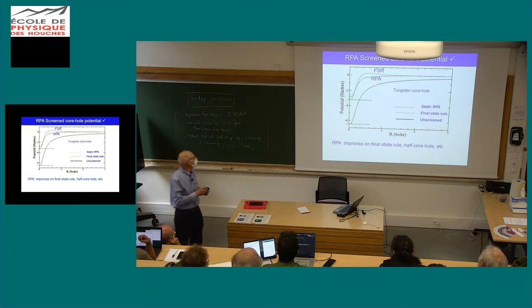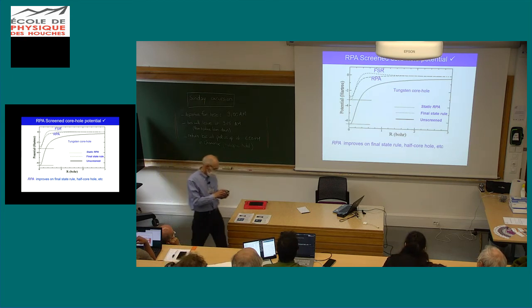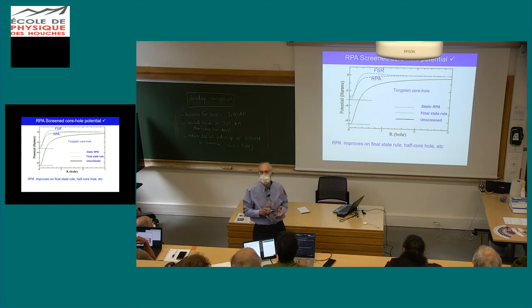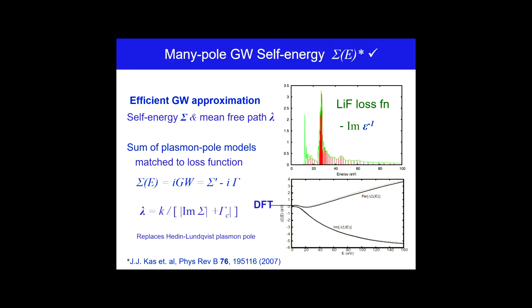Well, anyway, that's the core hole. The RPA is nice. It's fast and agrees with Bethe-Salpeter. So that at least is consistent with many-body perturbation theory. The final state rule is an ad hoc thing, sort of magical rules that work better than they have any right to.